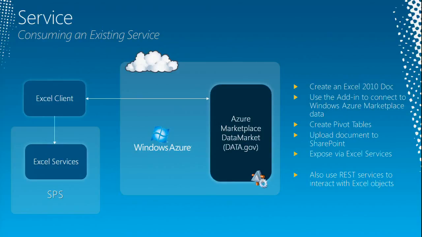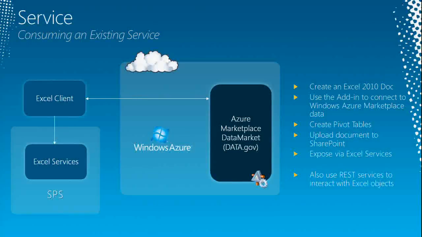And the process I went through to create that, on the right-hand side there, create the document. There's an add-in that you can download from the Azure Marketplace that allows you to go ahead and build a connection with the Azure Marketplace data. And then I'm going to create a pivot table, upload the document to SharePoint, expose via Excel Services, et cetera, et cetera. We're going to build a little crime dashboard.